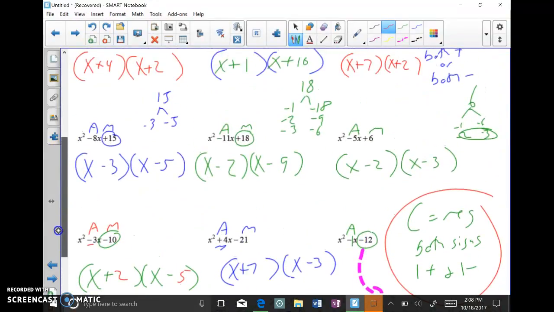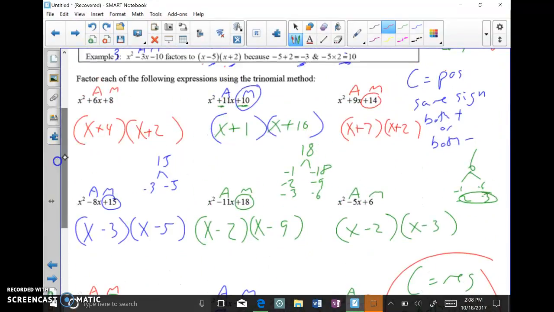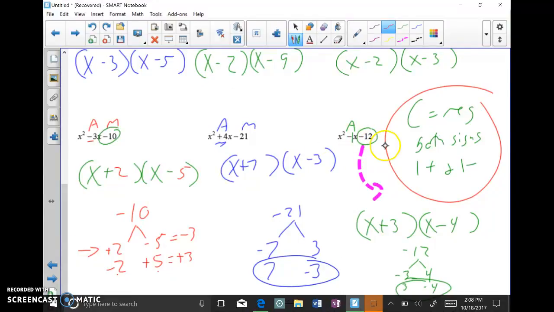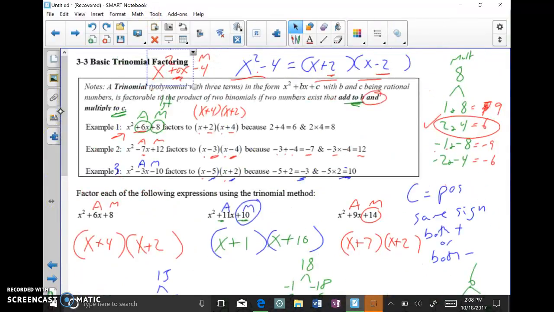But just remember, if they multiply to positive, they're the same sign, and then you can figure out if they're both positive or both negative. But if they multiply to a negative, then you automatically know it's a different sign situation. All right, sorry the video's a couple minutes longer today, but it was a lot to talk about. So that's basic trinomial factoring.